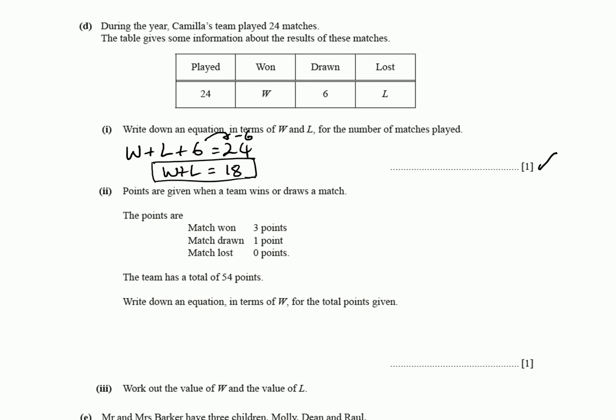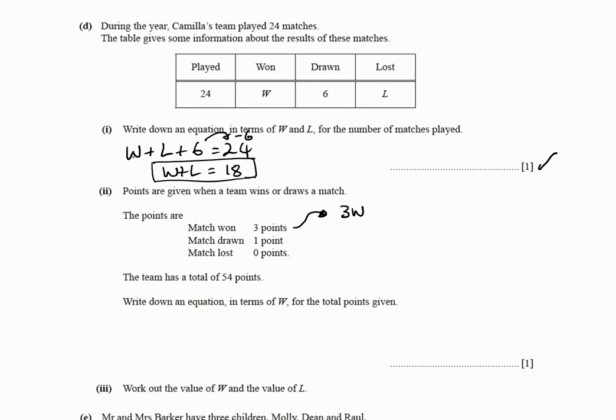Points are given when a team wins or draws a match. The points are, if you win a match, there's 3, if you draw a match, there's 1, and if you lose a match, you get no points. And the team has a total of 54 points. Write down an equation in terms of W for the total points given. Okay, well, if we win a match, we get 3 points. I won W matches. So the points I'm getting over here will be 3 times W, the number of wins.